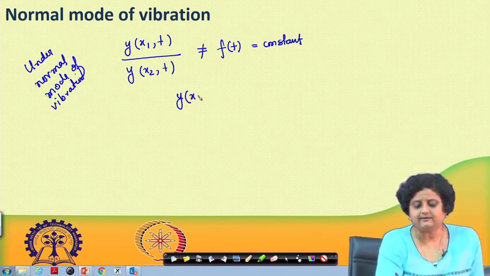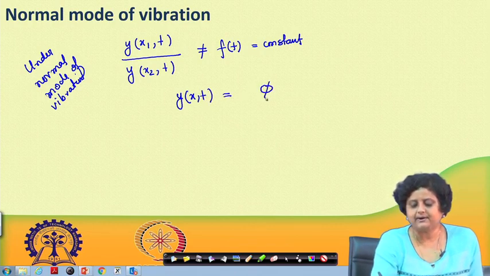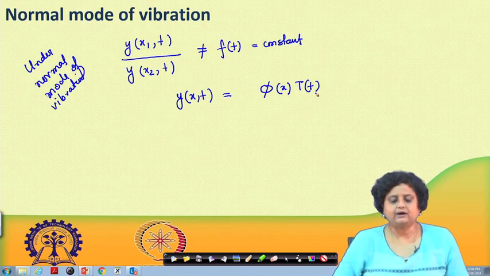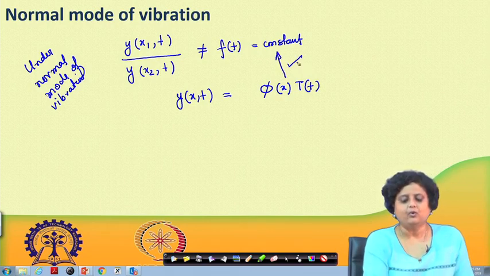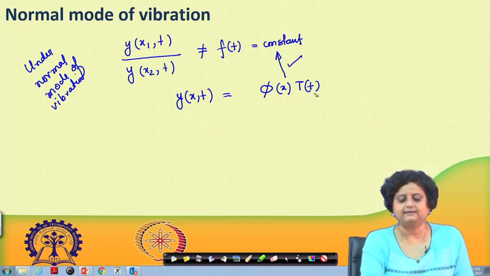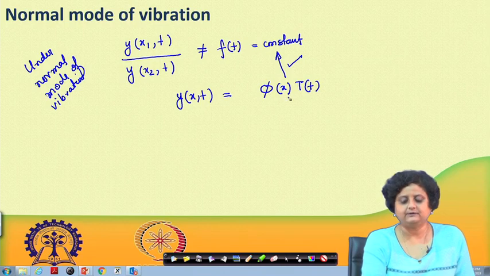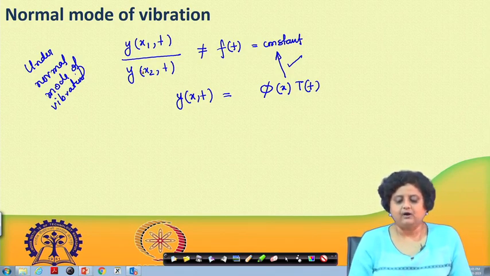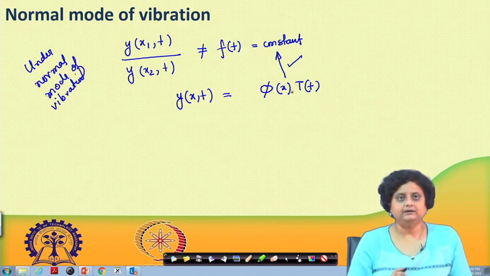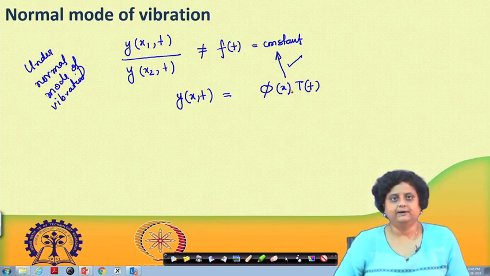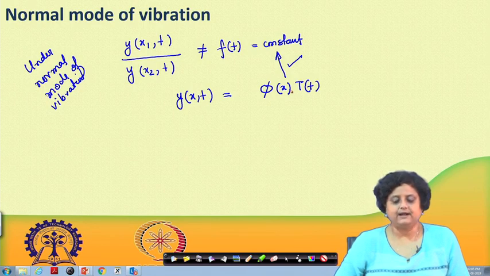We can say that if I can write y(x,t) in variable separable form, that is, if I can write this as a product of a space function and a time function, then this condition is getting satisfied. So, I write y(x,t) as phi(x) and T(t). If I write it this way, then this condition of synchronous motion is getting satisfied. My job now is to find out phi(x), which of course is going to be the mode shape under that normal mode, because phi(x) is the unchanged deformation of the beam vibrating under that normal mode of vibration.